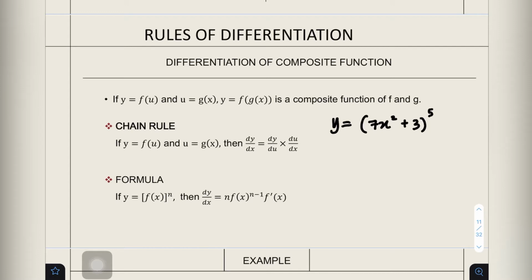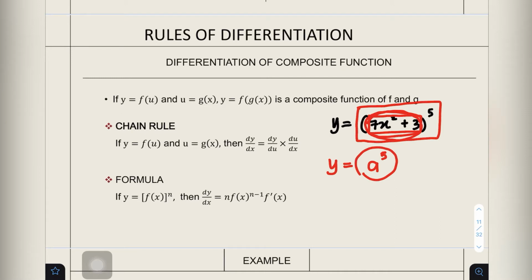What is the first function? The first function is the one inside the bracket. The second function is the whole thing. If I substitute the one inside the bracket with a simple constant, let's say a, I can write this equation as y equal to a^5. So a, which is 7x^2 + 3, is a function that sits inside the function a^5. So this is a composite function.